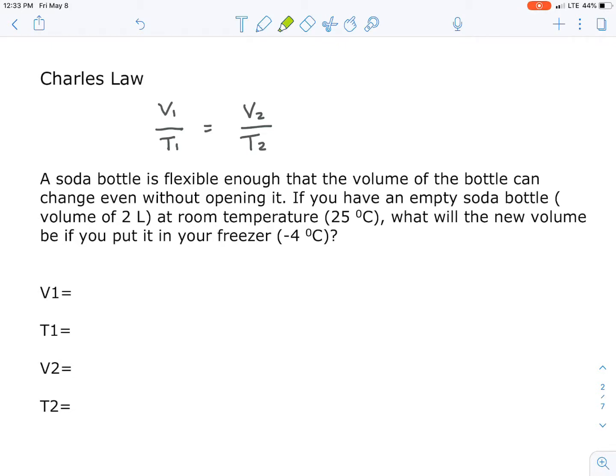A soda bottle is flexible enough that the volume of the bottle can change without opening it. If you have an empty soda bottle with a volume of 2 liters at room temperature, 25 degrees Celsius, what will be the new volume if you put it in a freezer at -4? So this is V1, which is 2 liters.